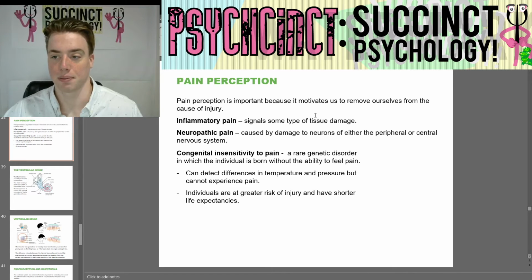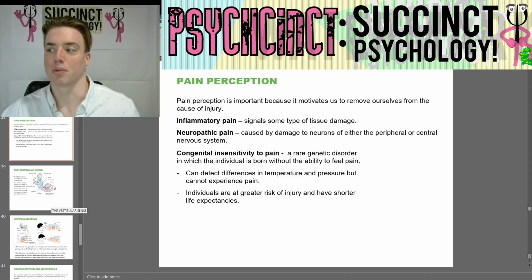Next, we have pain perception. So pain perception is important because it motivates us to remove ourselves from the cause of injury. So inflammatory pain, like arthritis, signals some type of tissue damage. And then you have neuropathic pain, which is caused by damage to neurons of either the peripheral or the central nervous system. Now, congenital insensitivity to pain is a rare genetic disorder in which the individual is born without the ability to feel pain. They can detect differences in temperature and pressure, but they cannot experience pain. And individuals are at greater risk of injury and have shorter life expectancies when they have congenital insensitivity to pain.